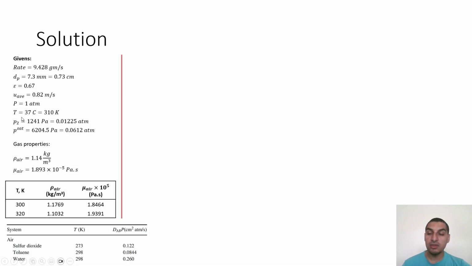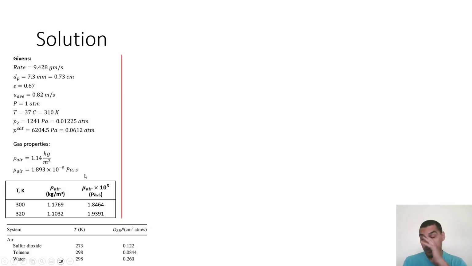We will need the properties of air, so that's why we got this table from the appendix. We have the temperature at 300 and 320. Our temperature is 310. So using linear interpolation, you can get the actual values of the density and the viscosity at 310 degrees Kelvin, which are here.